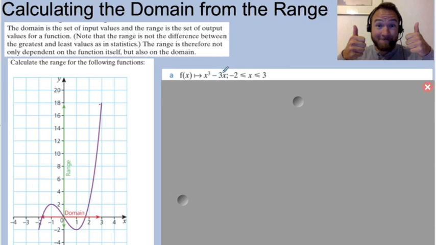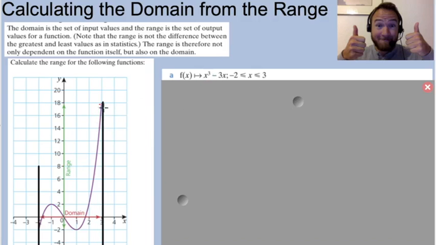x cubed minus 3x, where x is between negative 2 and 3, so I only care about this function between this point and this point. If it keeps going, well, we don't care about that right now. So what is our range?